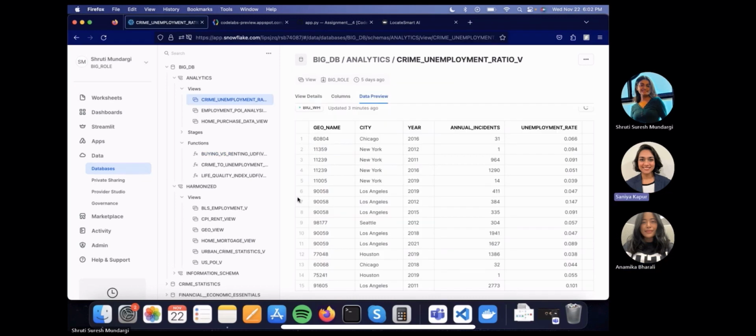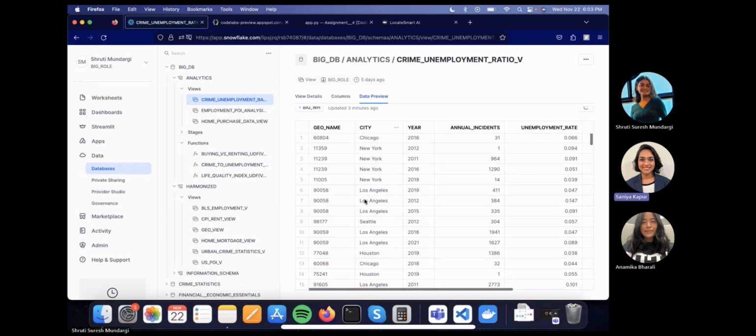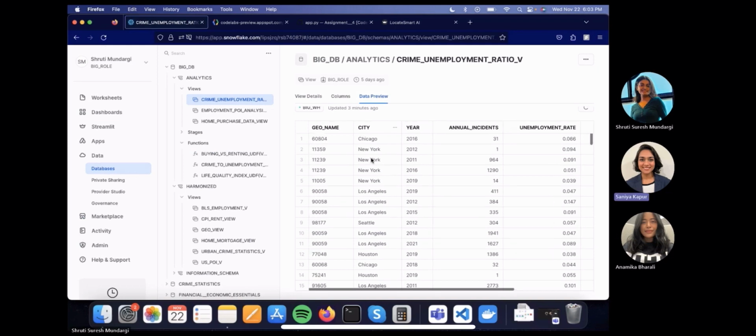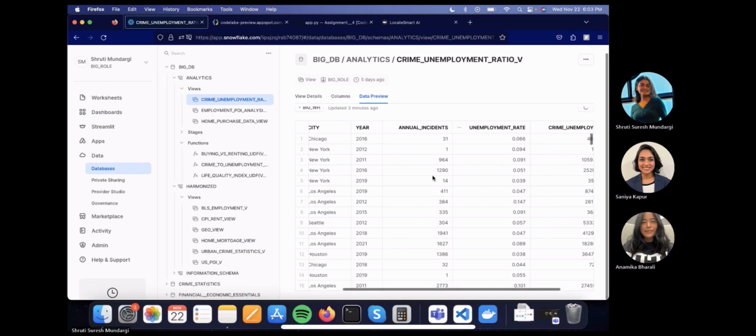The SQL process that I'll be explaining right now is called crime employment ratio. You can see I have joined two tables: one is the BLS employment view, and the other is the urban crime statistics view, to find out what kind of relationship there is between unemployment and crime in that particular area. I've taken geo name, which is the zip ID, city, year, annual incidence, unemployment rate, and crime unemployment ratio.